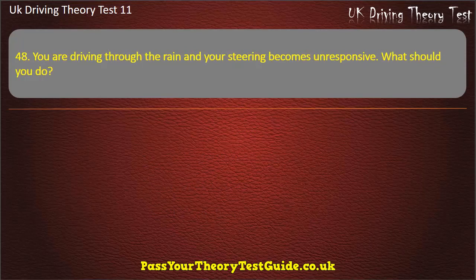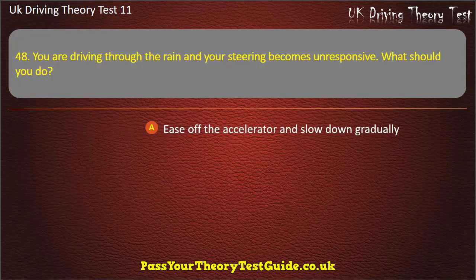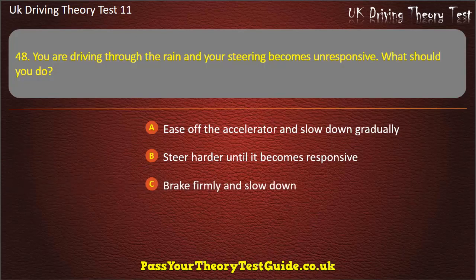Question 48. You are driving through the rain and your steering becomes unresponsive. What should you do? Ease off the accelerator and slow down gradually. Steer harder until it becomes responsive. Brake firmly and slow down. Accelerate. Answer. Ease off the accelerator and slow down gradually.